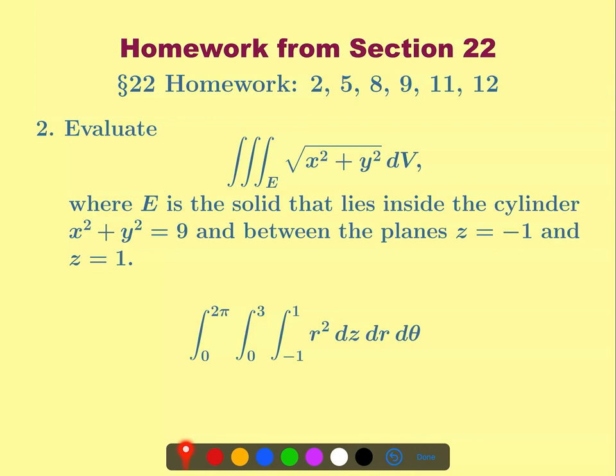I have theta going from 0 to 2 pi again, and r going from 0 to 3, and z going from -1 to 1. Now I've replaced this x squared plus y squared with r squared, and when you take the square root, that's given me one of the r's here, and dv is giving me another r. dv is r dz dr d theta. So we get one of these r's from dv, and we get the other r from just rewriting this in polar coordinates or cylindrical coordinates. So this is the triple integral we want to evaluate.